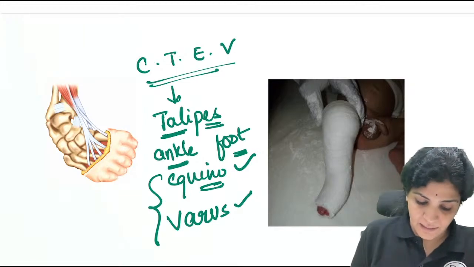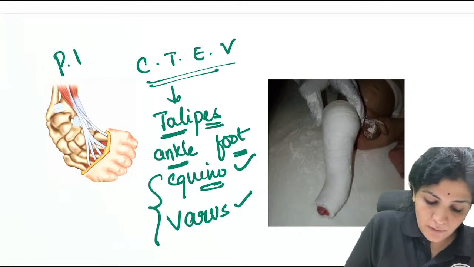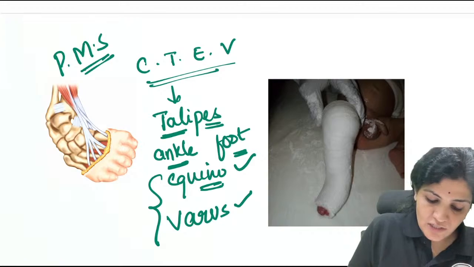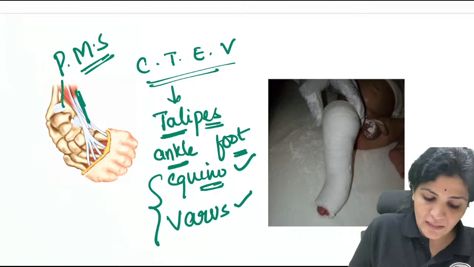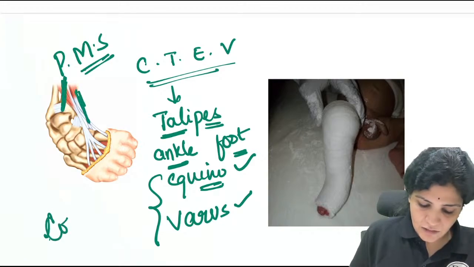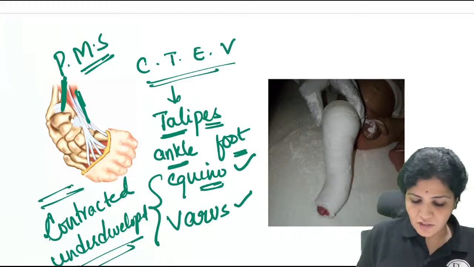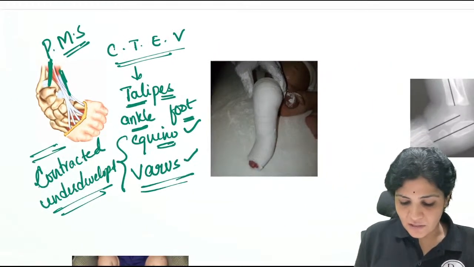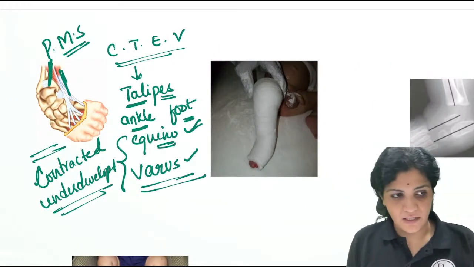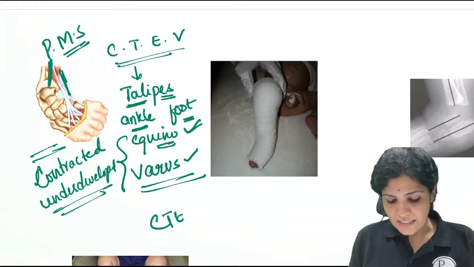What happens here is all the posteromedial structures, the structures which are present on the medial side and the posterior side, they get contracted or they are underdeveloped. Because of this underdevelopment and contraction, the patient will have a varus deformity and an equinus deformity. So that is the meaning of your CTEV.